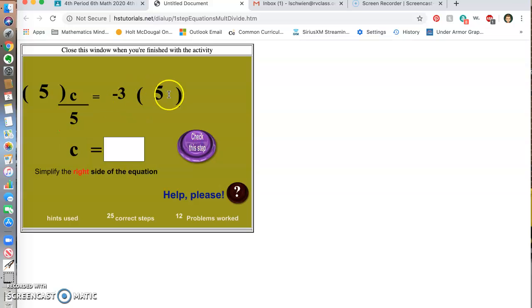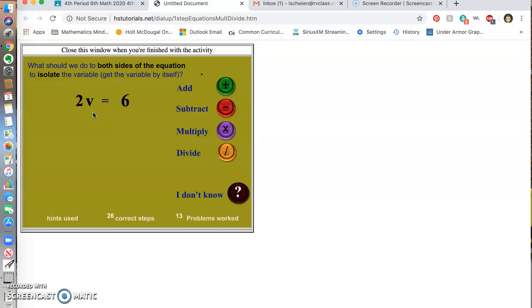And that says negative 3 times 5. Well, 3 times 5 is positive 15, so negative 3 times 5 is going to be negative 15. Plug it in. Negative 15 divided by 5 would equal negative 3.